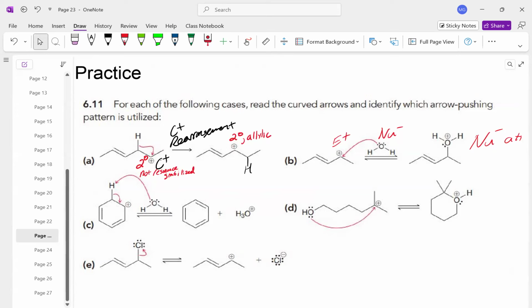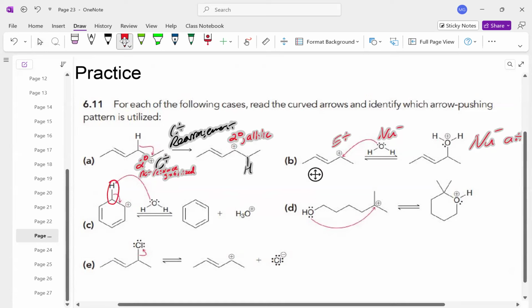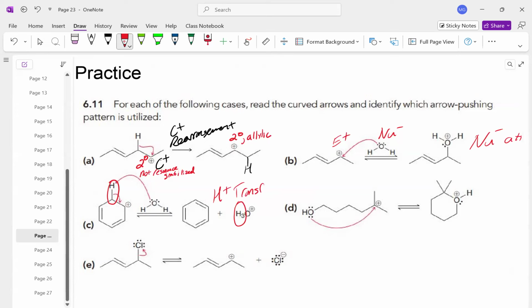Now, with C, again, you might think, oh, well, you've got a nucleophile, something has electrons, something wants electrons, but this is a specific type of that nucleophilic attack because this used to have a hydrogen on it, and now that hydrogen's over here. This is a proton transfer.